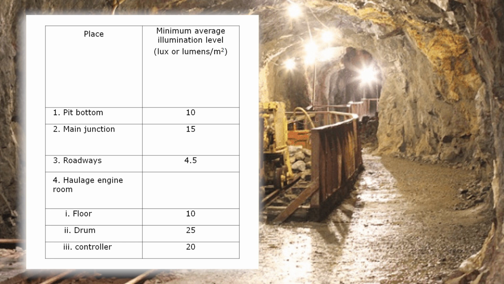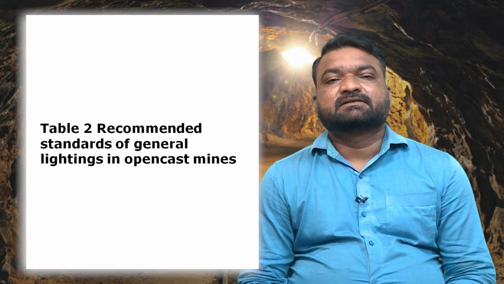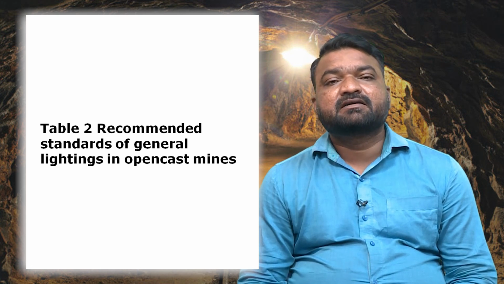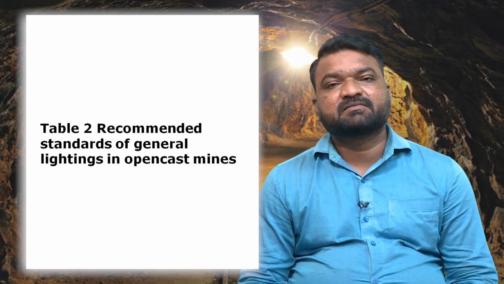First place is pit bottom, the level of illumination is 10. Second is main junction, 15. Roadways is 4.5, haulage engine room is also 4.5, then floor 10, drum winder 25, controller 20. The next table is recommended standard of general lighting in open cast mines.